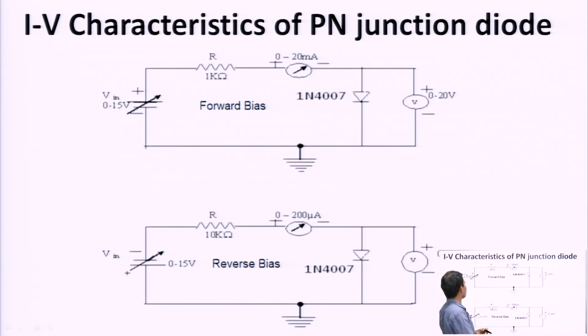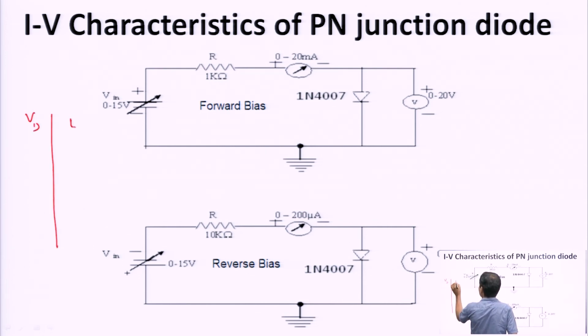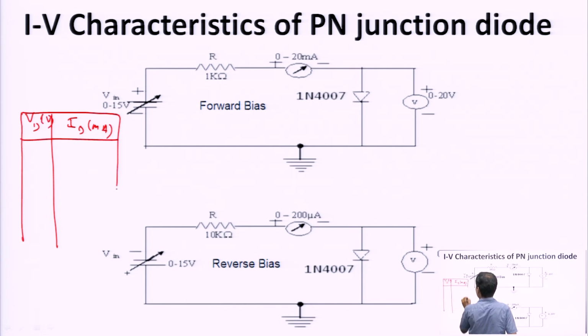Here it is in forward bias. If we increase the applied voltage, and in small intervals take the readings of the ammeter and voltmeter, we will make a table. This is VD and this is ID. ID is in milliampere and VD is in volts. We will take the readings and draw them.